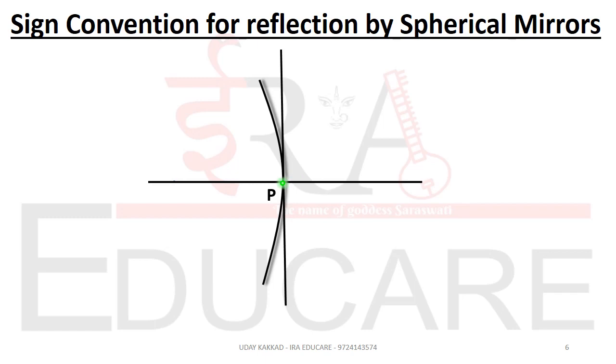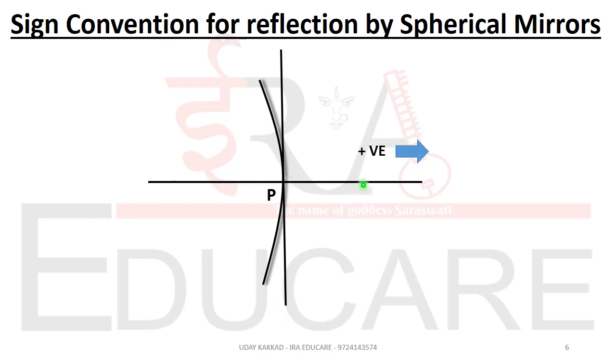It is 0, 0, right? And your principal axis is the x-axis, right? This is called the x-axis. Above the pole P, this is your positive y-axis and this is your negative y-axis. So you know the sign from the right side, left side, top and bottom. So let's start with this.